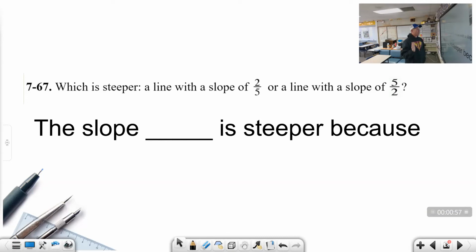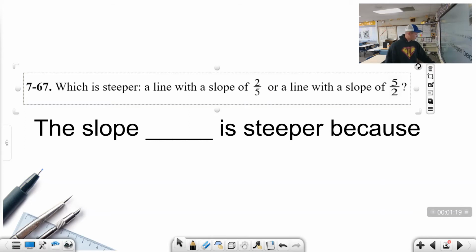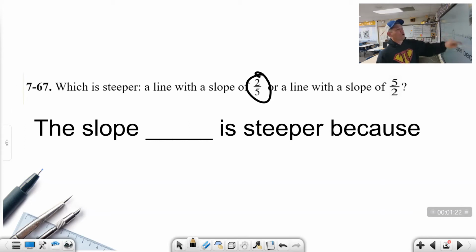So our first problem, which is steeper, a line with a slope of 2/5 or a line with a slope of 5/2? Remember, if I pulled up to the gas station and I said, whoa, these prices are steep, that's implying that one of them is a bigger number. So I want you to write a sentence. The slope, either this number or this number, is steeper because it's the larger number. Which one is the larger number? Go ahead and pause the video now and write your sentence.